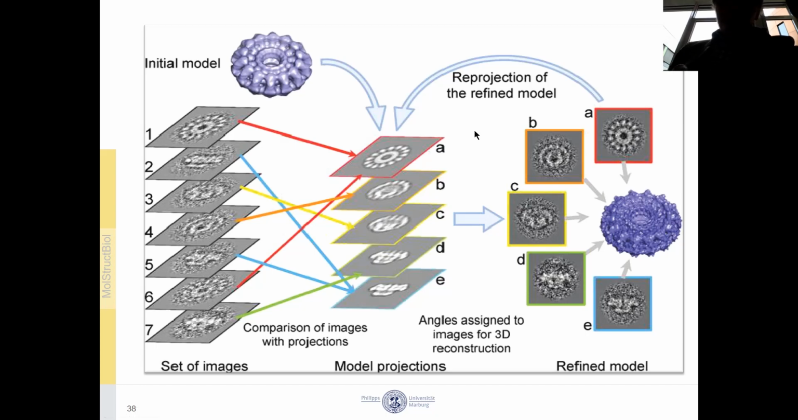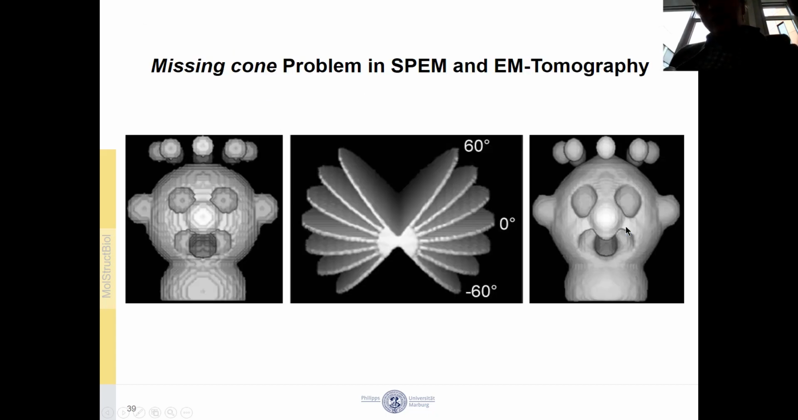So here again, what is done: we have these initial images, we have the model projections, we have the reconstruction, the initial model, the final structure, as I mentioned. So, going back to this problem, what does this mean?